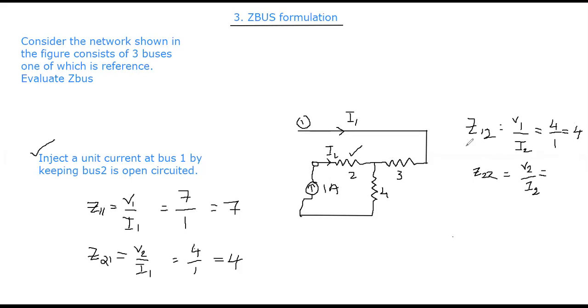Again, you need not determine Z12 and Z21. Why? Because the Z bus is symmetrical, so obviously you can say that Zij is equal to Zji. So V2 by I2 is 6 by 1, so finally you will get 6. Now the Z bus is equal to 7, 4, 4, 6.